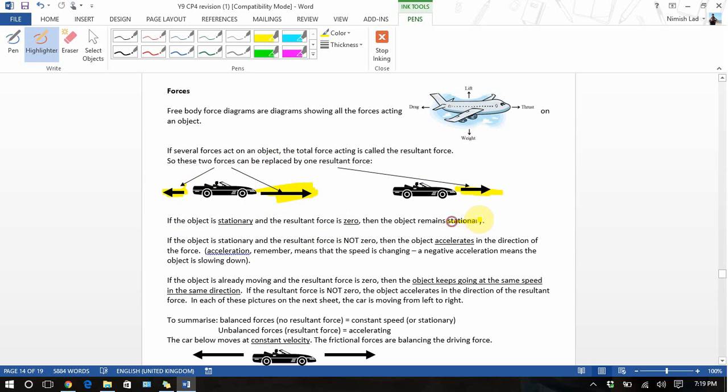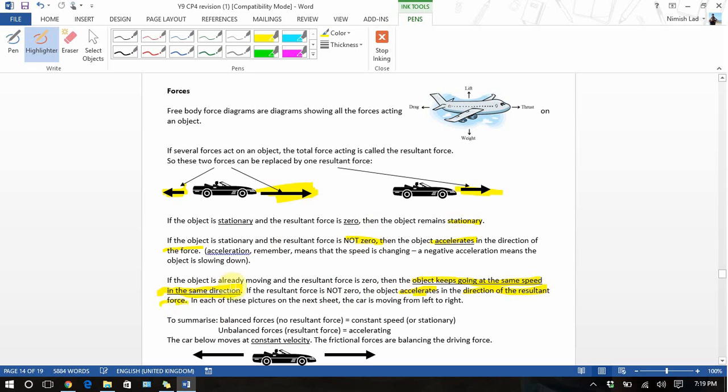It remains stationary. Okay, if an object is stationary and the resultant force is not 0, it accelerates in the direction of that force. If the object is already moving and the resultant force is 0, the object keeps going at the same speed. So balanced forces, resultant force of 0, objects carry on at that constant speed, be it 0, be it 10. But if the forces are unbalanced, if there is a resultant force, the object accelerates, and it accelerates in the direction of the resultant force.